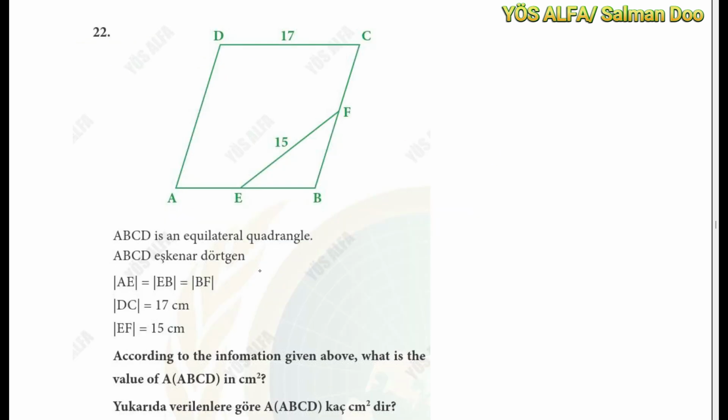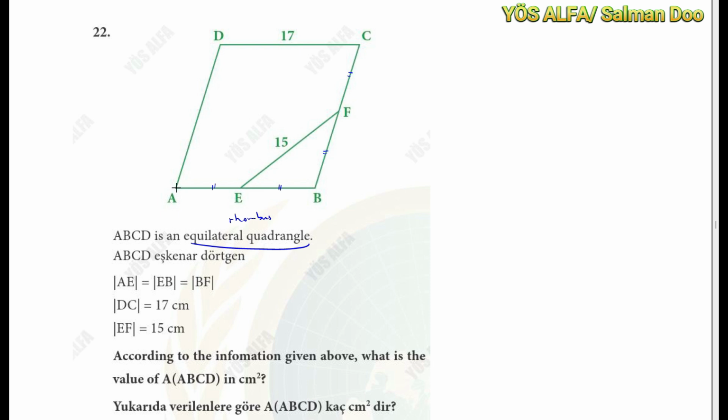ABCD is an equilateral quadrangle. Equilateral quadrangle is the same as rhombus, which means all four sides of the quadrilateral are equal, but it's not a square. And AE is equal to EB is equal to BF. So AE, EB, and BF are equal. Since all the sides of a rhombus are the same, BF must be equal to FC too. According to the information given above, what is the value of area ABCD? The entire area of the rhombus is asked.